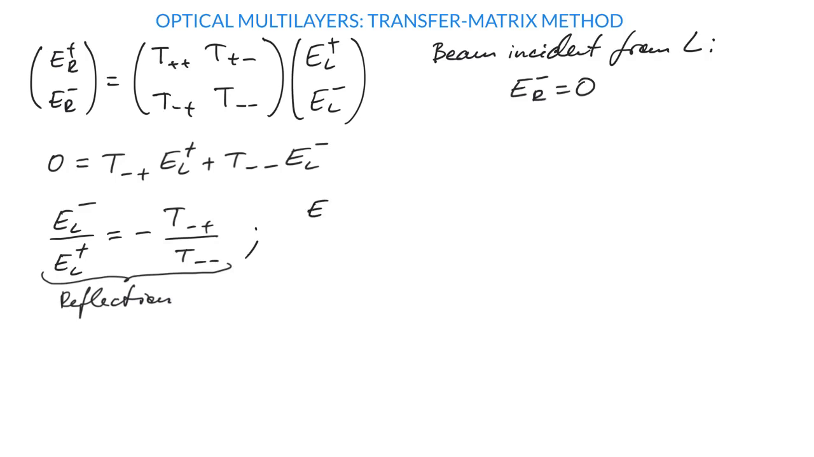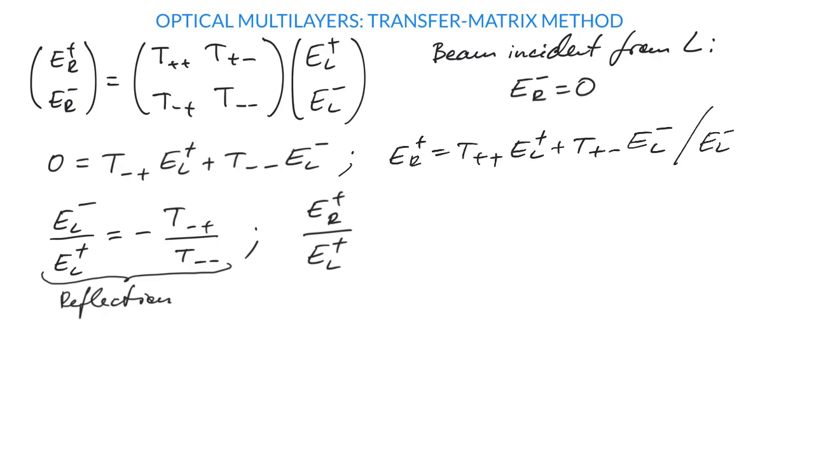Now the transmission coefficient is given by the ratio of E_R plus to E_L plus. From the first component of the matrix equation, we have E_R plus equals T plus plus E_L plus plus T plus minus E_L minus. We can divide this equation by E_L plus. That will give us this ratio that we want on the left, and the right-hand side is T plus plus plus T plus minus.